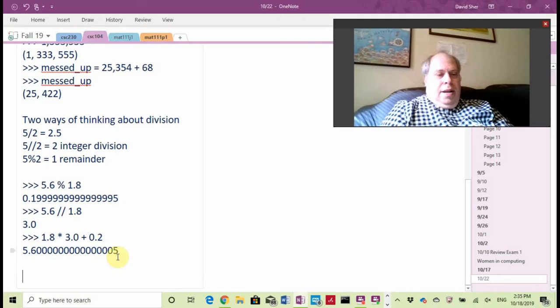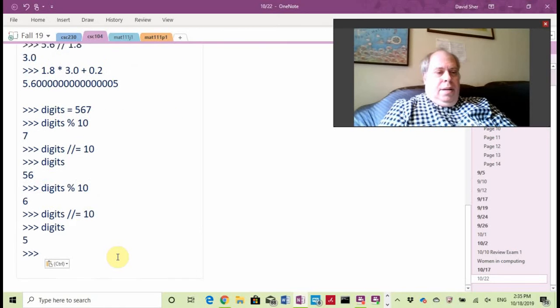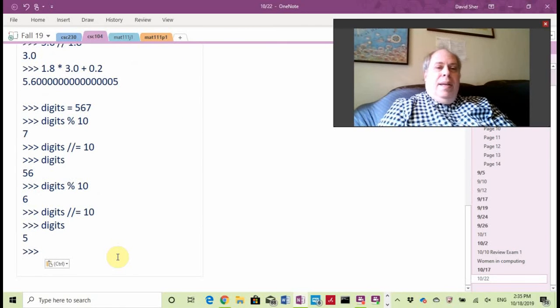And I think that's enough on Python arithmetic. So I'll stop it right here.